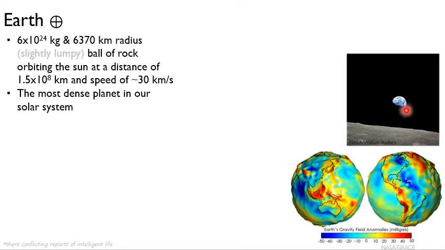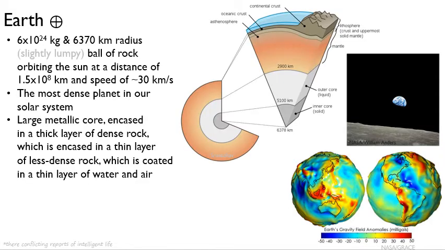And here's what the Earth looks like from the moon in the famous Earthrise picture. It is the most dense planet in the solar system. Mercury's pretty close, but otherwise Earth is the most dense. Again, we know a lot about it because we live here and we can do lots of scientific experiments. There is a rather large metallic core, so this is why it's a high density. So we're talking about iron and nickel.